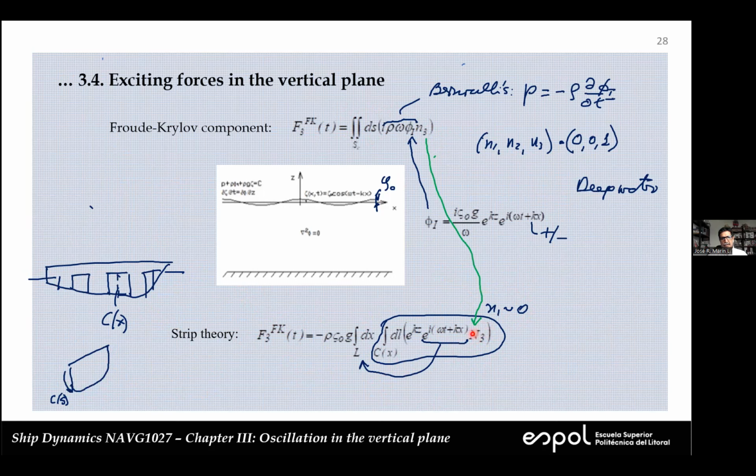So this depends on the position along the section. And also, e to the kz also changes, okay? Because if you move along the section, the z will change, right? And the problem is that this variation does not follow any specific mathematical function. So we're going to do a trick in order to solve this in a decent way.